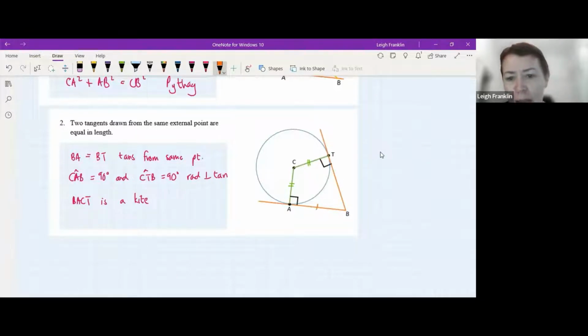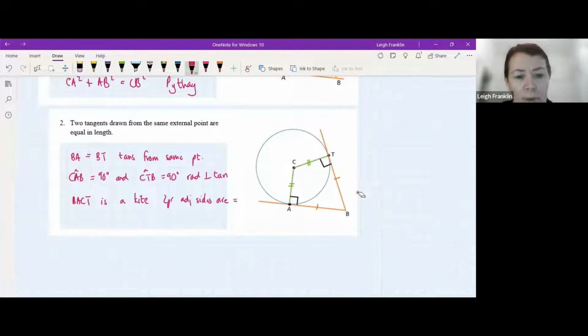And AB equals TB. Okay, CA equals CT because they are radii. AB equals TB because they are tangents from the same point. So the reason that it is a kite is because you have two pairs of adjacent sides that are equal to one another. Okay, so whoopsie, I was writing in purple. I suppose we can write in orange, it doesn't matter. So two pairs of adjacent sides are equal.